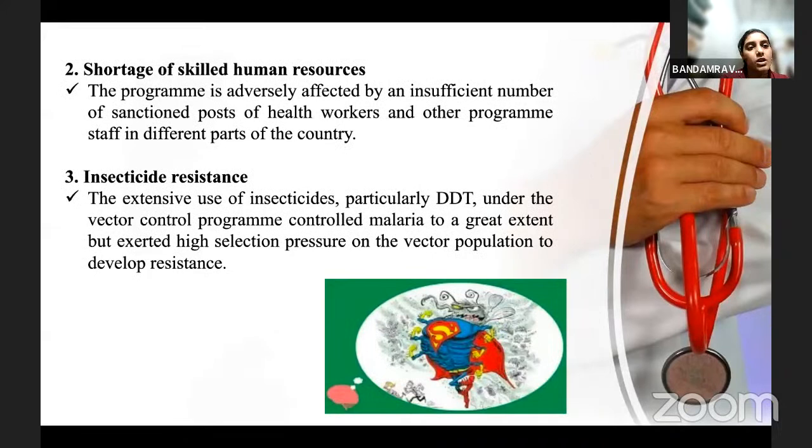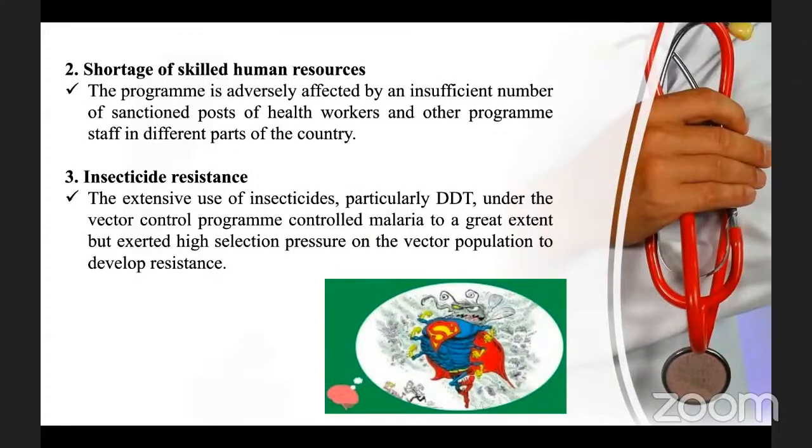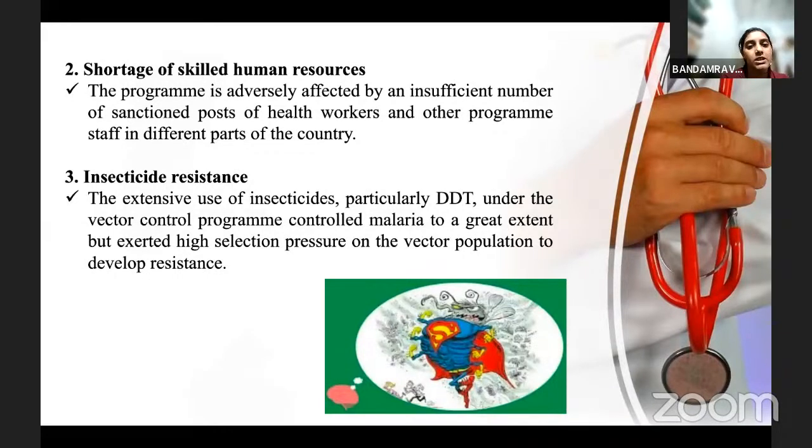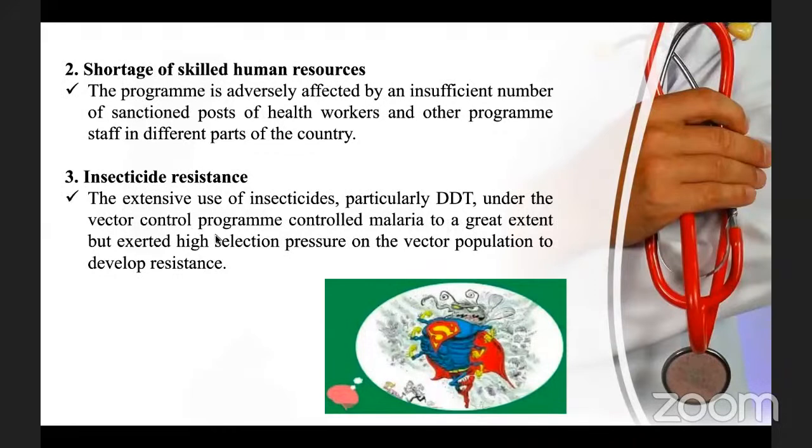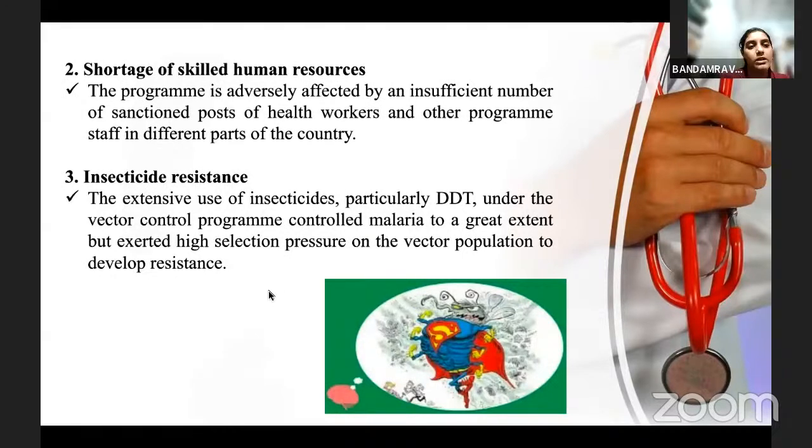Next, shortage of skilled human resources. The program is adversely affected by an insufficient number of sanctioned posts of health workers and other program staff in different parts of the country. Insecticide resistance. The extensive use of insecticides, particularly DDT, under the vector control program controlled malaria to a great extent, but exerted high selection pressure on the vector population to develop resistance.